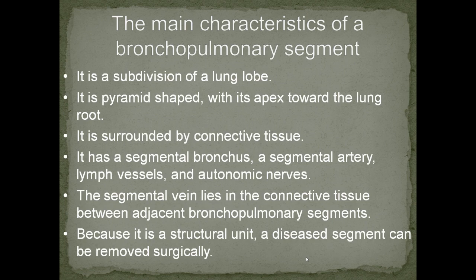The main characteristic of the bronchopulmonary segment: it is a subdivision of a lung lobe, and it is pyramid shaped with its apex toward the lung root, and it is surrounded by connective tissue. It has a segmental bronchus, a segmental artery, lymph vessels, and autonomic nerves. The segmental vein lies in the connective tissue between adjacent bronchopulmonary segments.